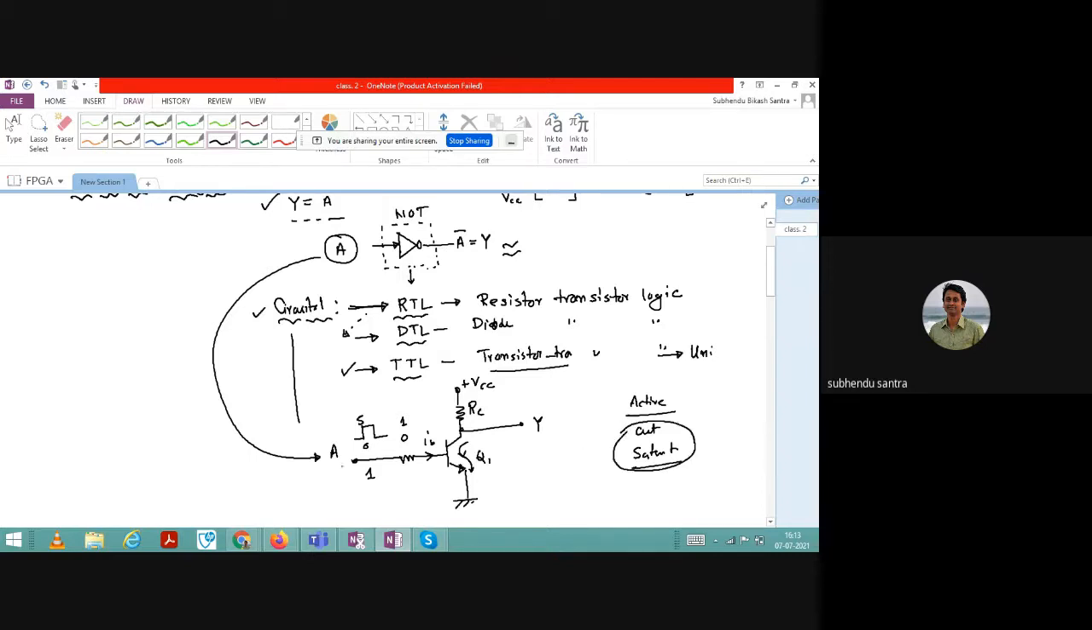If you give 0 voltage, that means there is no base current. So basically the transistor operates in the cutoff region, and that means the transistor is not operating. So if you apply a 5 volt here, because no current is coming, the current is 0. So IC into RC is basically 0. Therefore I can say that Y is equal to 5 volt.